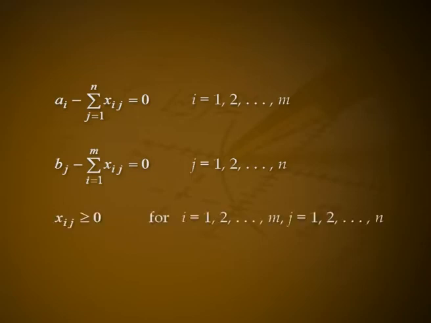Determine xij so as to minimize Z equal to summation over i from 1 to m, summation over j from 1 to n, xij cij, subject to the constraints ai minus summation over j from 1 to n xij equal to 0 for i equal to 1, 2, etc., m; bj minus summation over i from 1 to m xij equal to 0 for j equal to 1, 2, etc., n; xij greater than or equal to 0 for i equal to 1, 2, etc., m, j equal to 1, 2, etc., n.